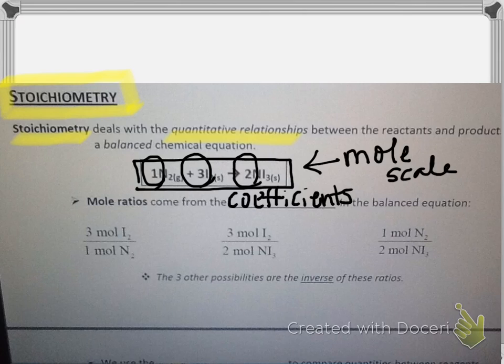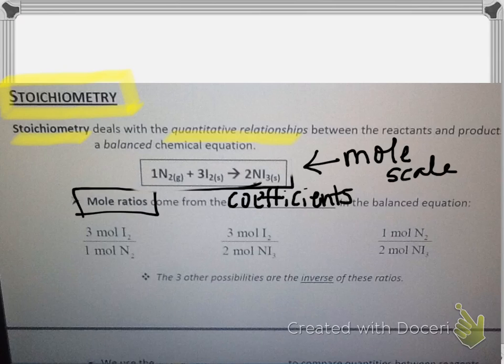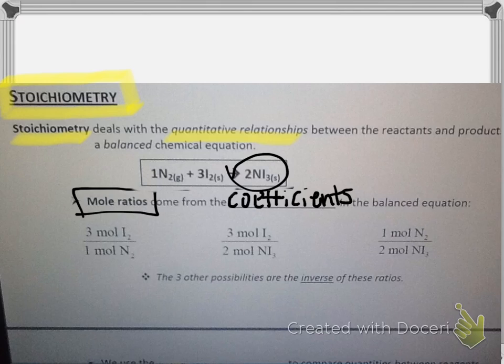Now, what's a mole ratio? Well, if I was going to run this reaction, and I said I want to make 2 moles of nitrogen triiodide, and I've got 3 moles of iodine, how many moles of nitrogen do I need? So if I know that I want to make 2 moles of product, and I've got 3 moles of iodine, how many moles of nitrogen do I need?